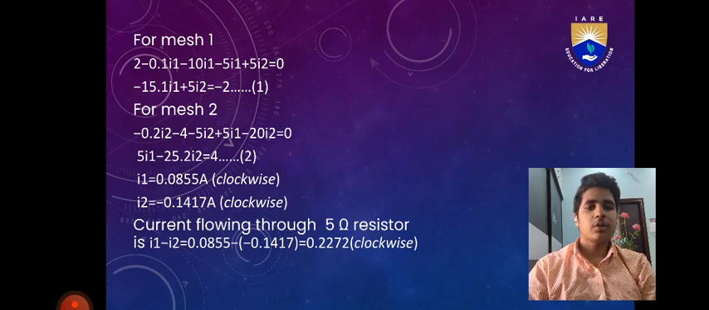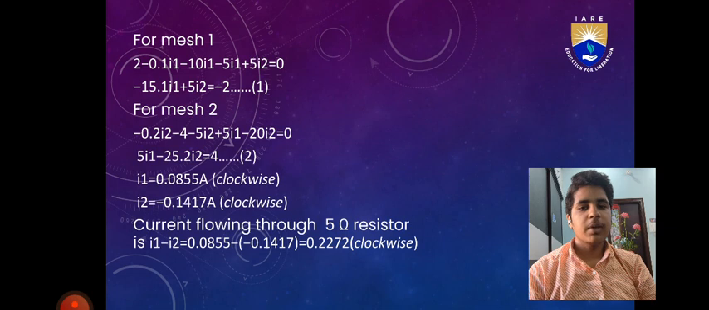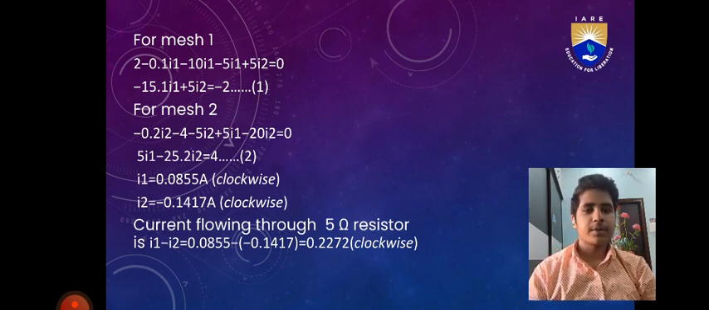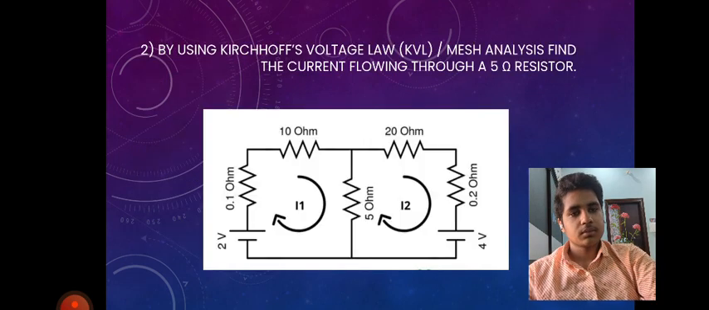So solving 1 and 2 we get I1 is equal to 0.0855 amps. I2 is equal to minus 0.1415 amps since it is taken in a clockwise direction. So the current flowing through 5 ohm resistor is I1 minus I2, that is equal to 0.2276 amps clockwise.